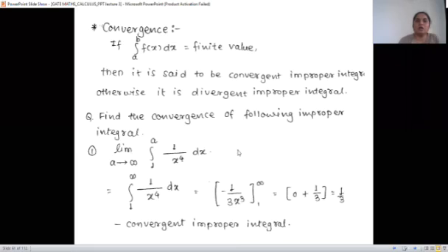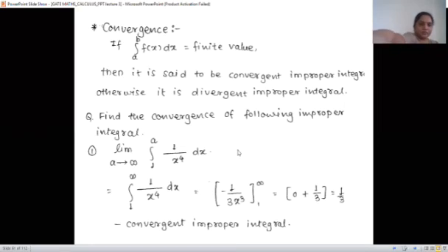Next, convergence. If integration of f of x dx has a finite value, then it is said to be convergent, otherwise it is divergent. We know that. If it has just some finite value, then it is convergent, otherwise divergent. So the question is, find the convergence of the following improper integral.